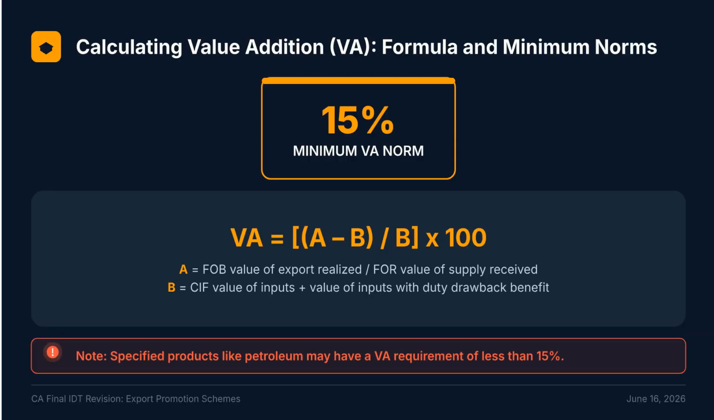The formula is straightforward. Here, A represents the FOB value of exports realized or FOR value of supplies received, while B represents the CIF value of imported inputs, along with certain other eligible inputs. Think of value addition as the extra economic worth created in India before the product reaches international markets.